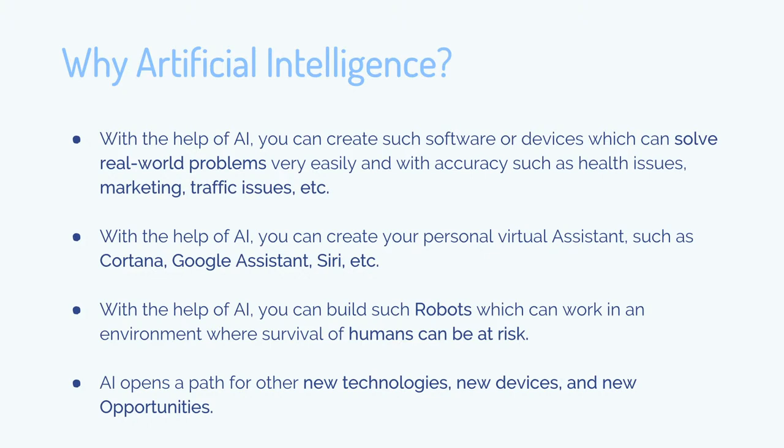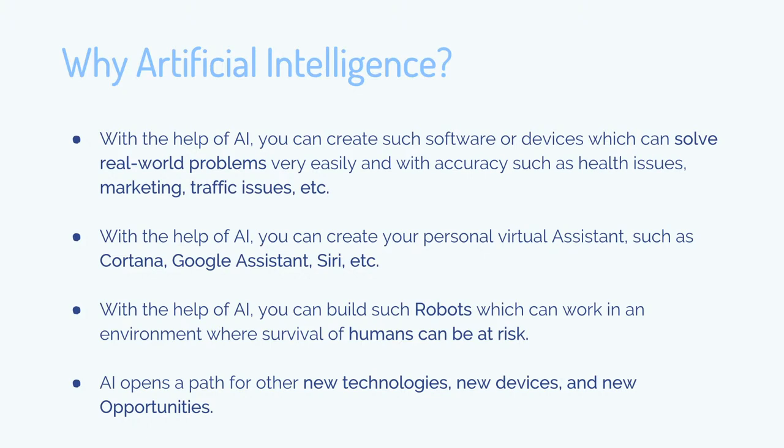And then with the help of AI, you can build robots which can interact with humans, and this reduces the risk to human survival. Then we have other technologies, like new devices or new opportunities. For example, nowadays we introduce different types of technology in our mobile phones, right? That is one part of AI only. Based on AI, we are implementing different types of technologies.